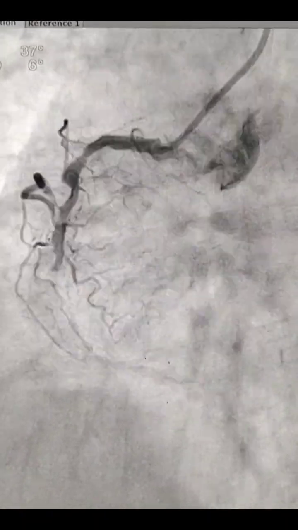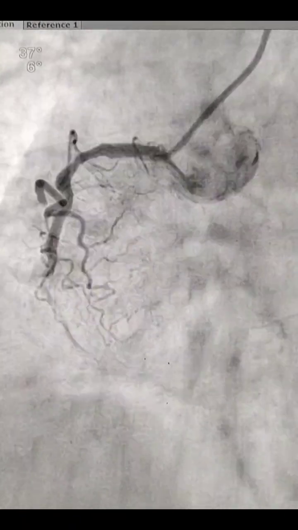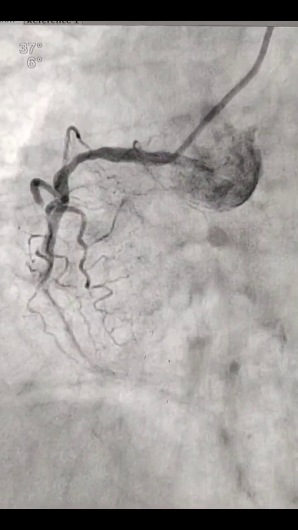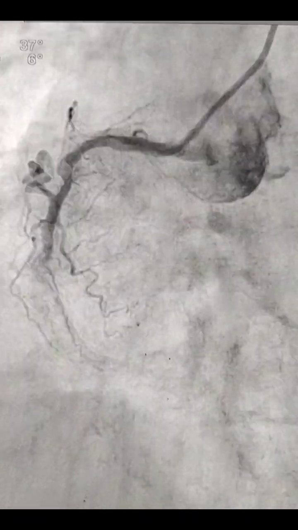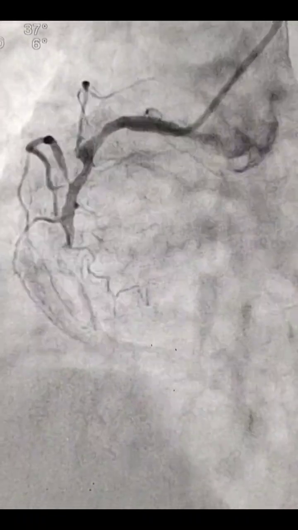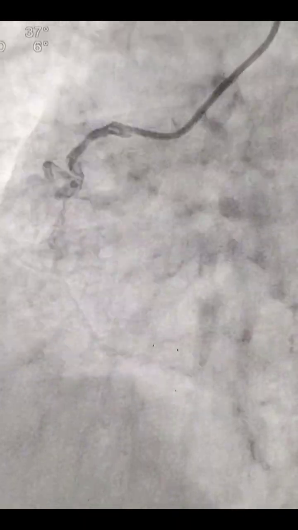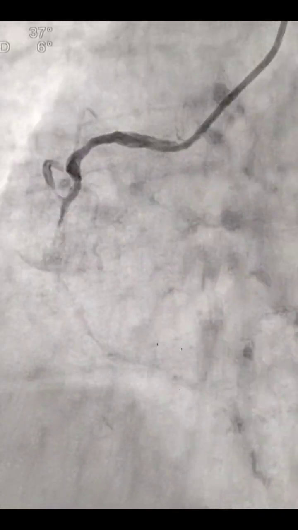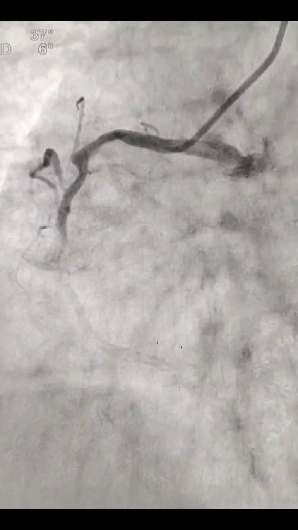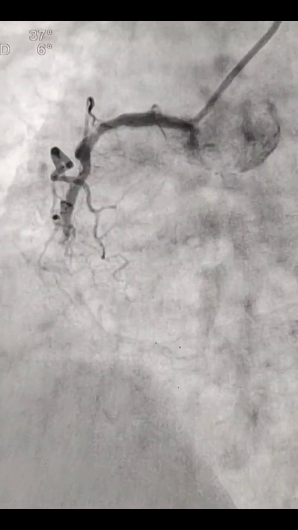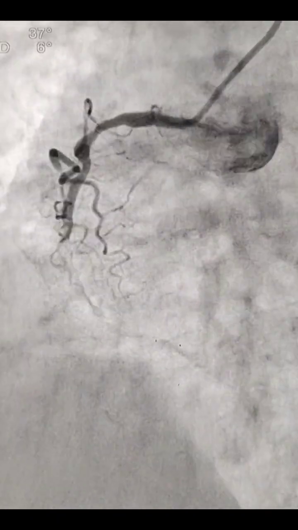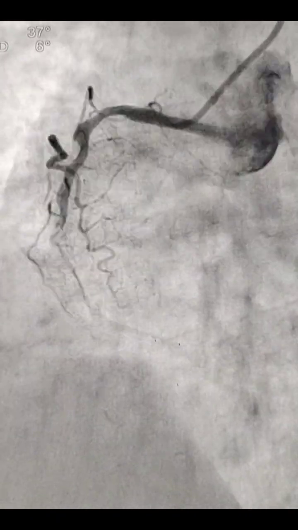So this is a 65-year-old female, known case of diabetes, hypertension, and she is a chronic beedi smoker. She presented with inferior wall ST elevation MI, and this is probably the second day of her chest pain. She was thrombolyzed outside and then referred here. You can see there is a complete total thrombotic occlusion and probably organized thrombus.